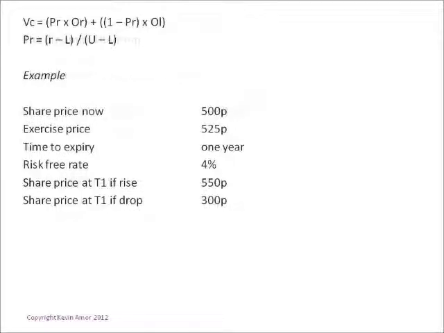So here's an example. Share price now is £5, exercise price in 1 year is 525, the risk-free rate is 4%, and there's a possibility the price will rise to £5.50, and a possibility the price will drop to £3.